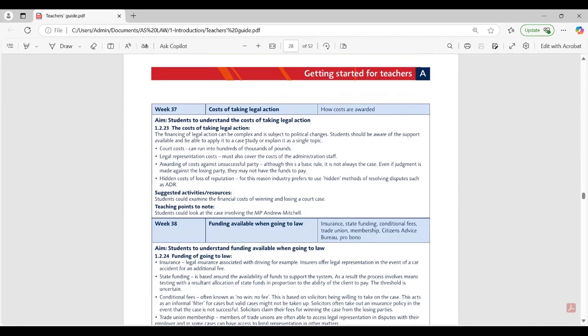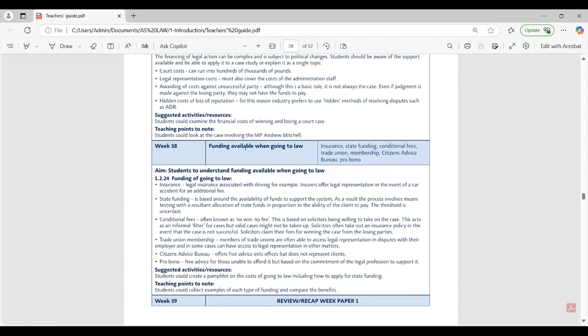And the final two lessons are on the cost of taking legal actions and funding available when going to law. We learn the different types of costs that could be incurred if you're taking a case to courts, and if you do not have the sufficient financial means to take a case to courts, what are the different methods of funding available? That's what you're going to learn in the last lesson.